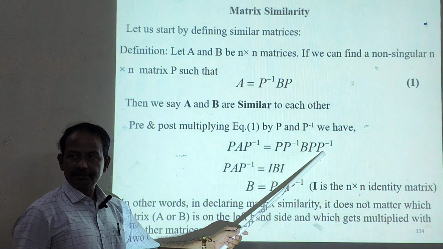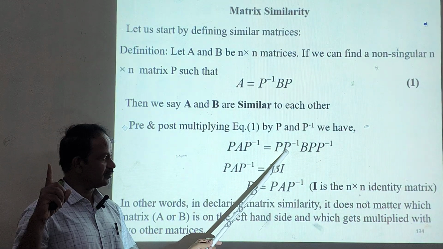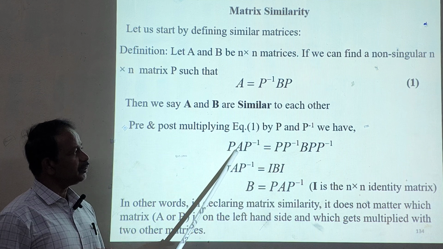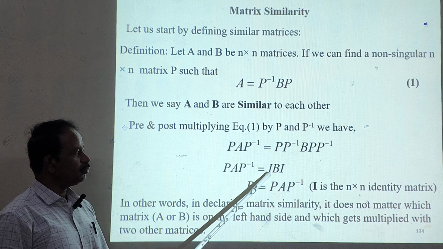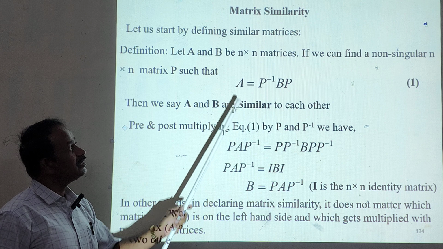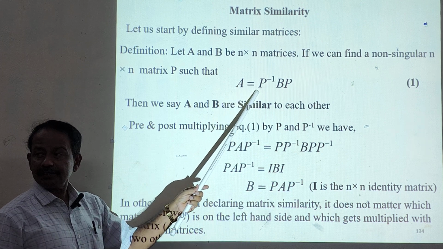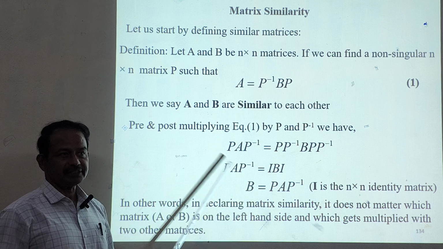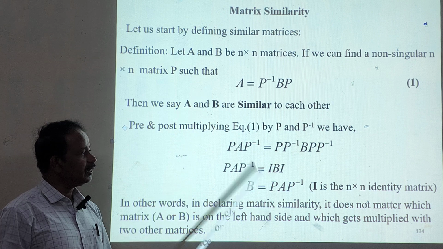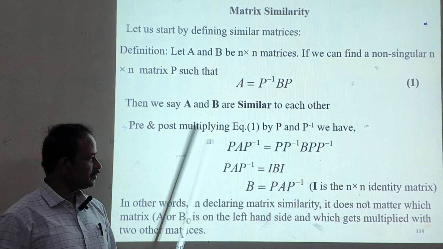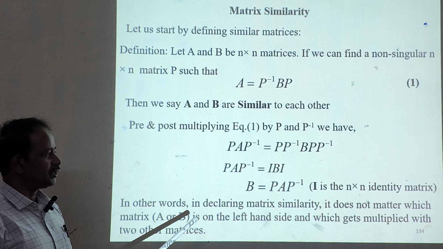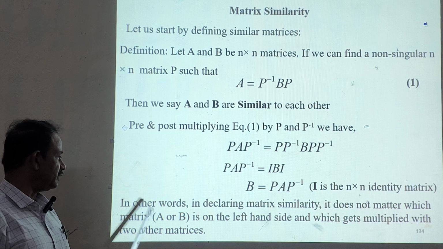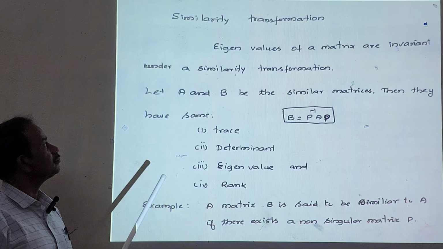Now what is P P inverse? It is the identity matrix. So you will have I B I, which is nothing but your B matrix, and here it is P A P inverse. So you will have B equals P A P inverse. Either way you can write: A equals P inverse B P or B equals P A P inverse. Both operations are equivalent. So only then can we say A and B are similar matrices. I is the identity matrix. In other words, in declaring matrix similarity, it does not matter which of the matrices A and B is on the left-hand side or which gets multiplied with the other two matrices, P and P inverse.